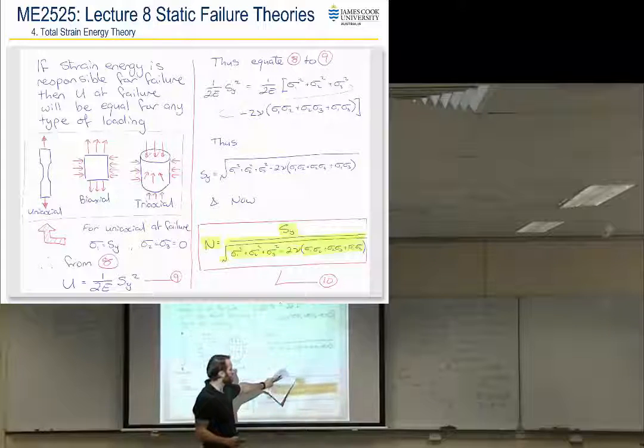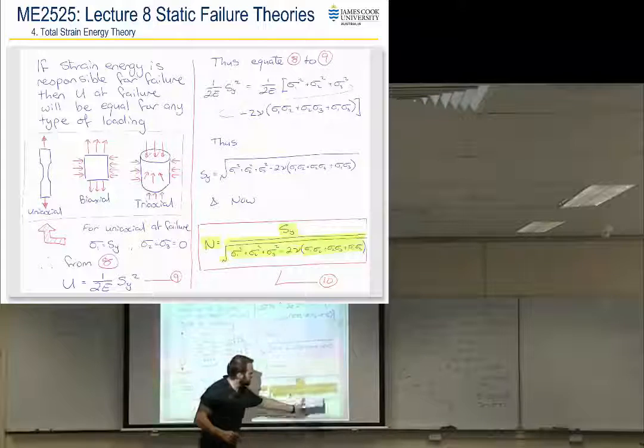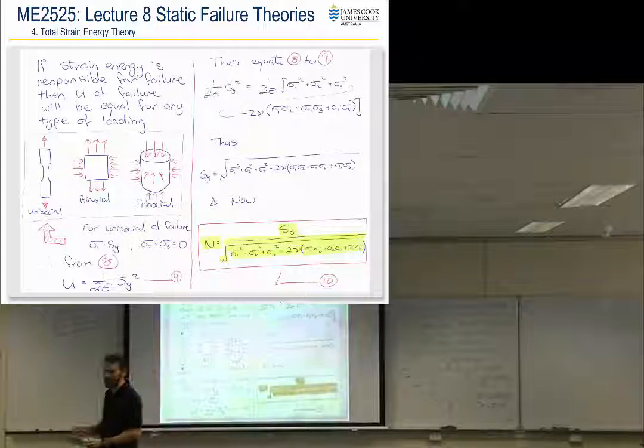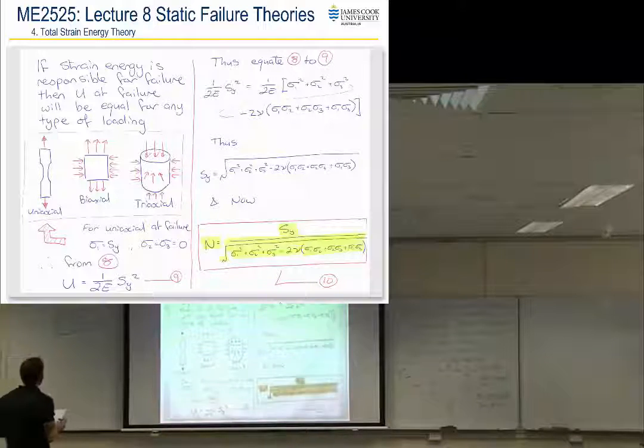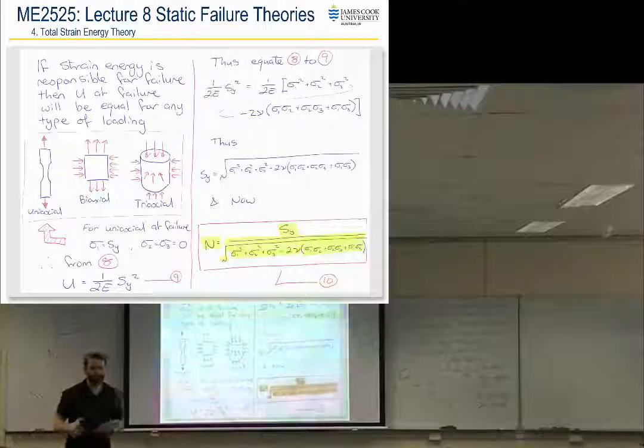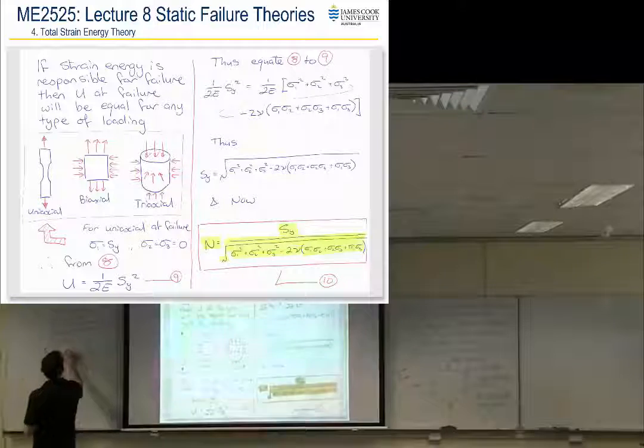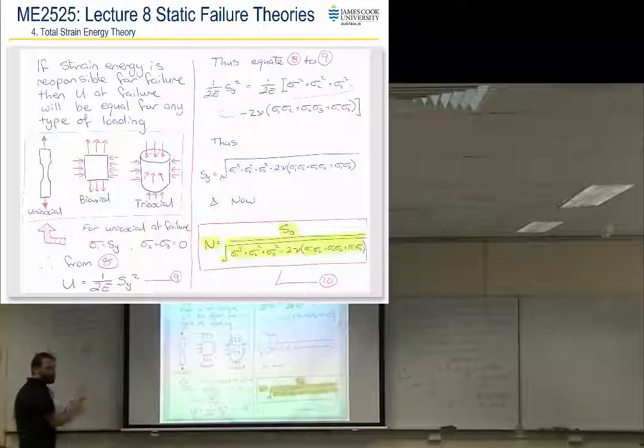SY, we've got 250 megapascals. All of this stuff we now know, sigma 1, 2 and 3, so we should be able to sum that into the equation, and assuming you haven't screwed up the calculator usage for it, N equals, what do we get? 2.99. Is that what everyone got?